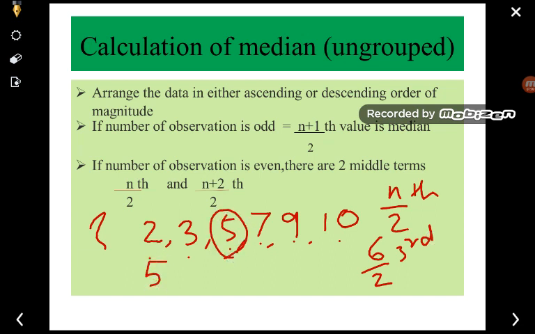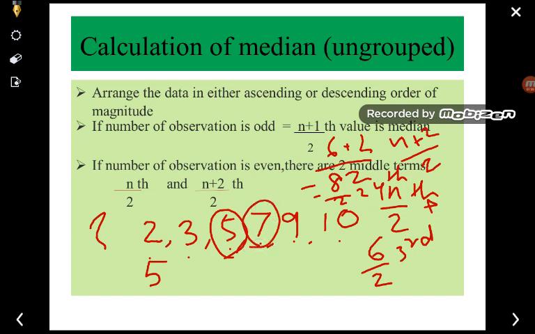That is 5. Next, plus what will be the next value? That is n plus 2 divided by 2. So the next value will be 6 plus 2 divided by 2, which is 8 by 2, that is equal to the fourth value. So here what is the fourth value? 7. So we have to add 5 plus 7 divided by 2. So 7 plus 5 is 12, 12 divided by 2 is equal to 6.